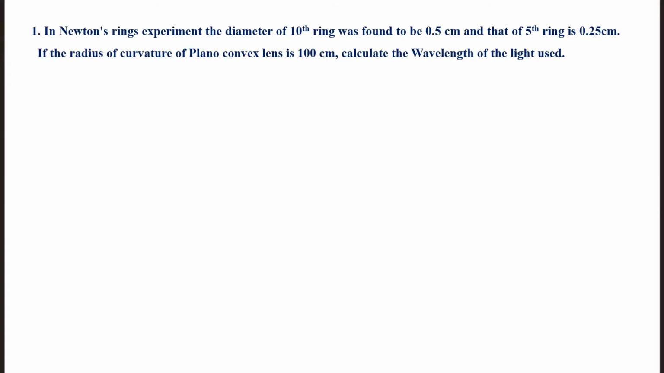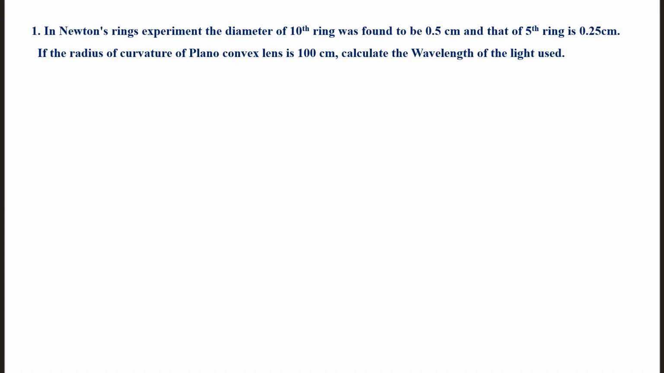So here is the first statement. The statement is provided as: in Newton's ring experiment, the diameter of the 10th ring was found to be 0.5 centimeter and that of the 5th ring is 0.25 centimeter. If the radius of curvature of the plano-convex lens is 100 centimeter, calculate the wavelength of light used.